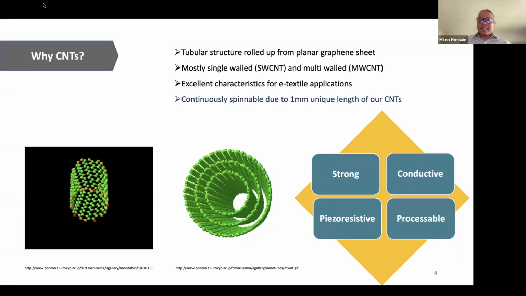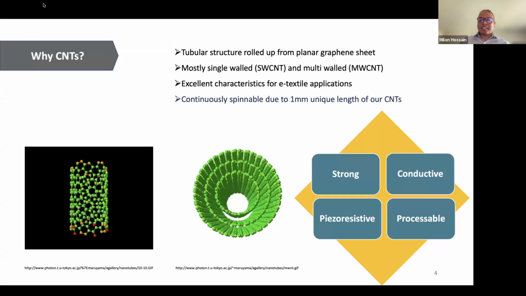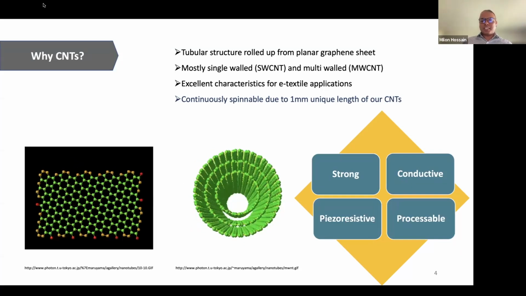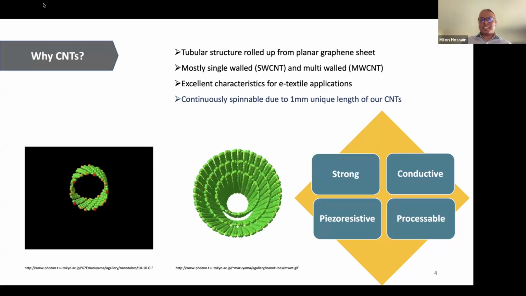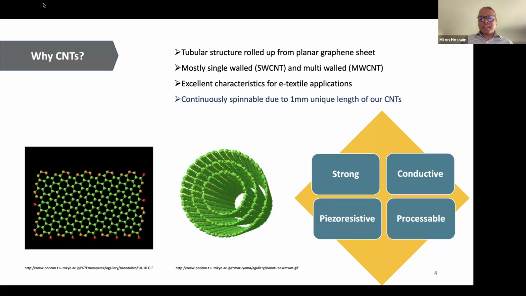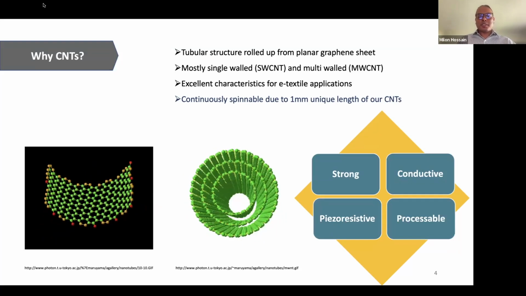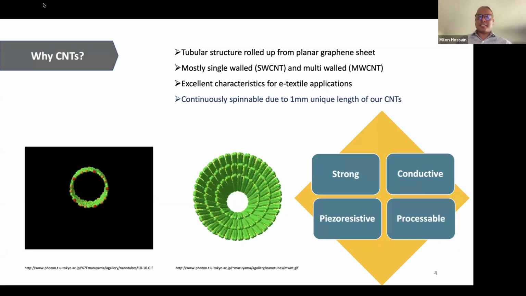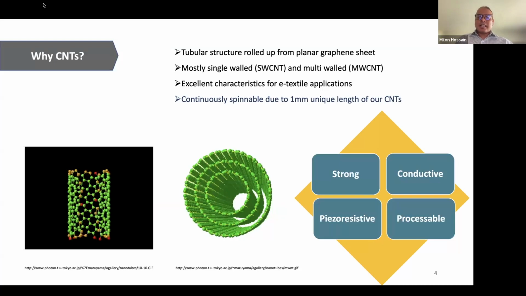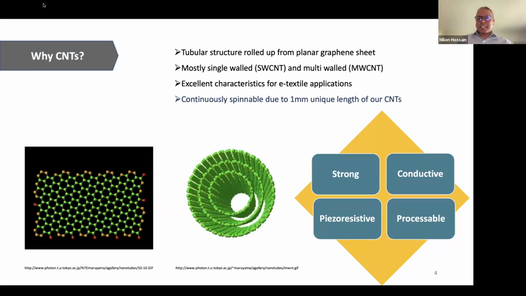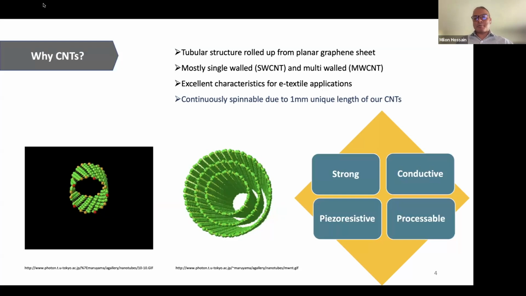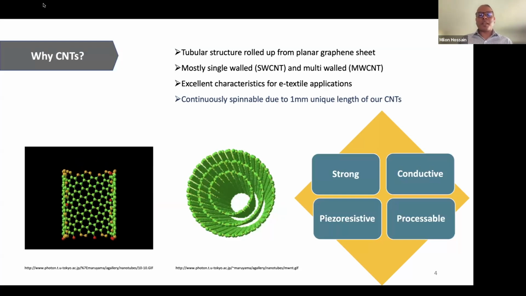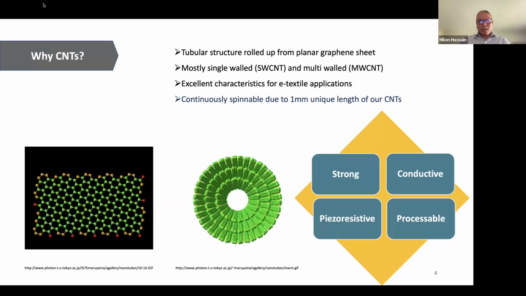And we can do that in multiple sheets. When there are multiple sheets rolled concentrically, we call it multi-wall carbon nanotube, and for a single sheet, it's single wall carbon nanotube. I use multi-wall carbon nanotube, with 15 to 17 of these sheets rolled up together. They have some excellent characteristics: they are strong, conductive, piezoresistive and processable. So that makes them suitable for e-textile application.